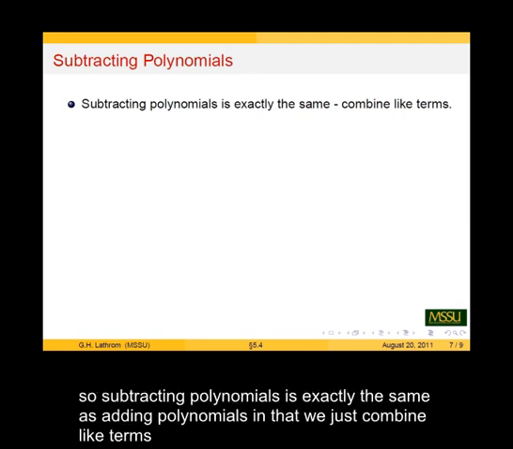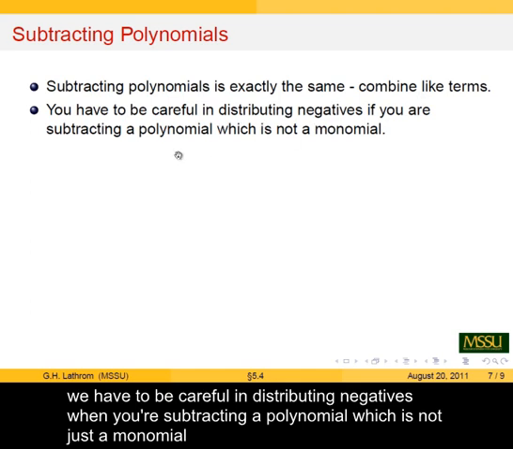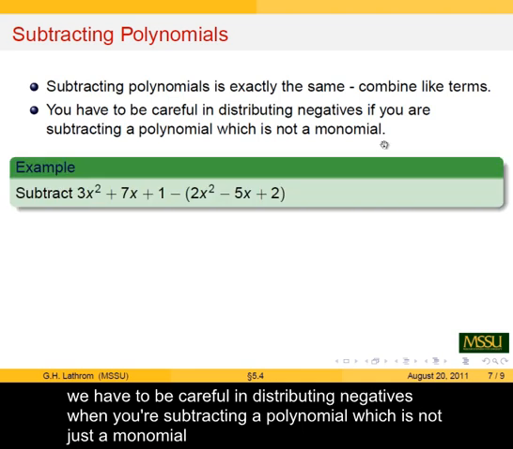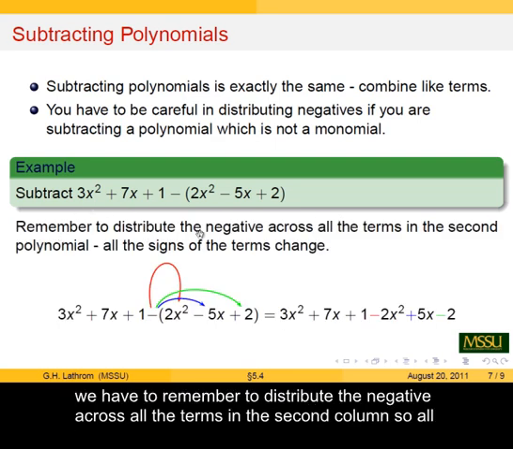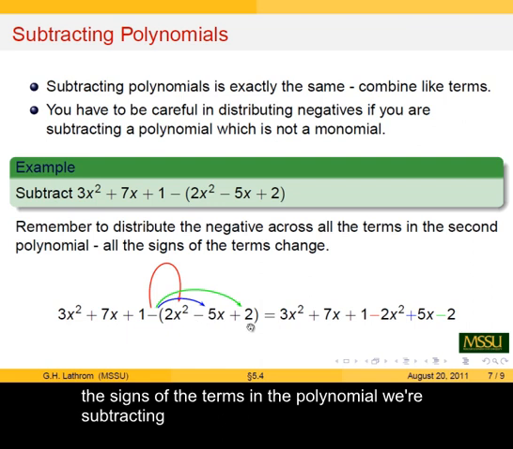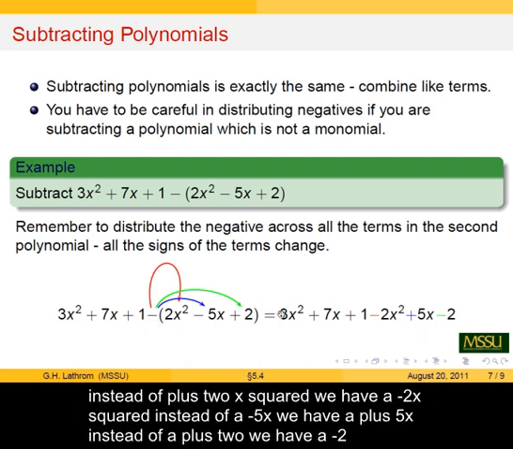Subtracting polynomials. Subtracting polynomials is exactly the same as adding polynomials in that we just combine like terms. But you have to be careful in distributing negatives if you are subtracting a polynomial which is not just a monomial. Suppose we are subtracting 2x squared minus 5x plus 2 from 3x squared plus 7x plus 1. We have to remember to distribute the negative across all the terms in the second polynomial. All the signs of the terms in the polynomial that we're subtracting change. So as we distribute the negative, instead of plus 2x squared, we have a minus 2x squared. Instead of a minus 5x, we have a plus 5x. Instead of a plus 2, we have a minus 2.